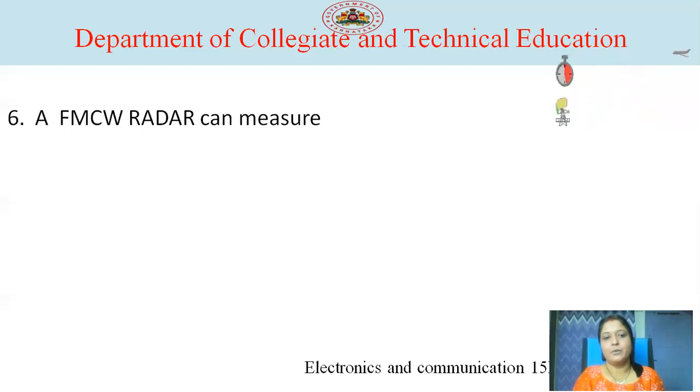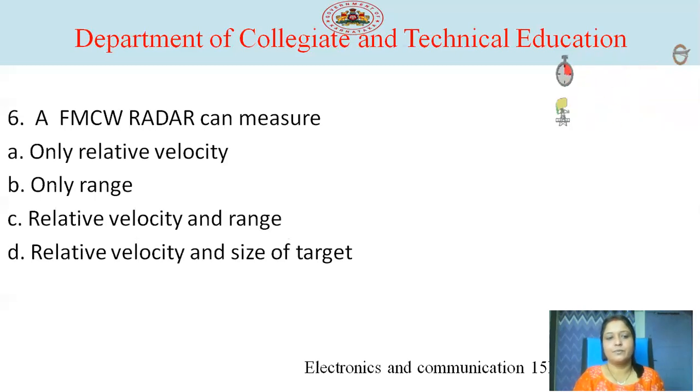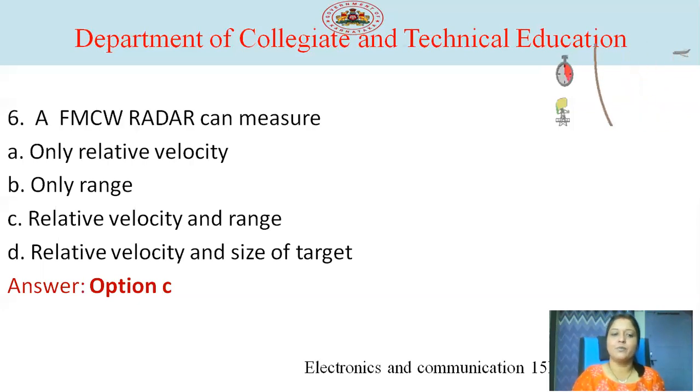An FMCW radar can measure only relative velocity, only range, relative velocity and range, or relative velocity and size of the target. What will it measure? Is it only relative velocity or only range? What is the correct option? Yes, right. The correct option is option C, because it gives both velocity and range here.